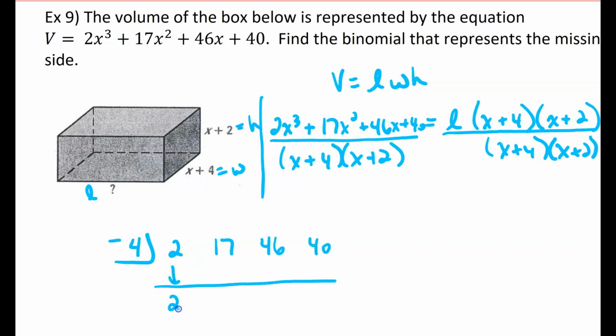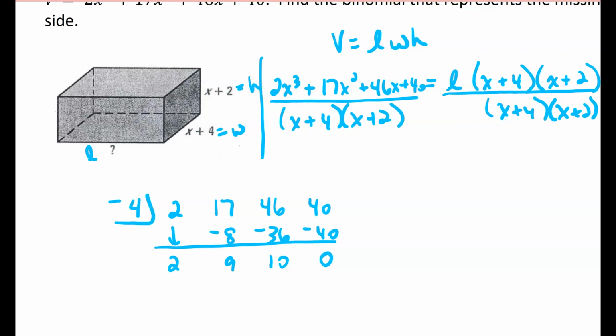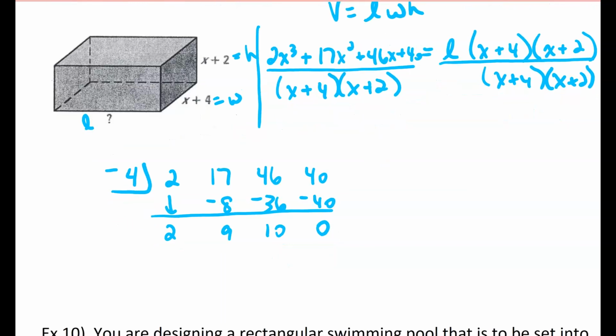All right. Carry the 2. 2 times negative 4 is negative 8. 17 minus 8 is 9. 9 times negative 4 is negative 36. 46 minus 36 is 10. 10 times negative 4 is negative 40. Did we expect to zero out at the end? Yes, because we already knew that it was a factor of this. Okay. What's the equation we have left over here? 2x squared plus 9x plus 10. Okay, and I want to divide that by x plus 2.